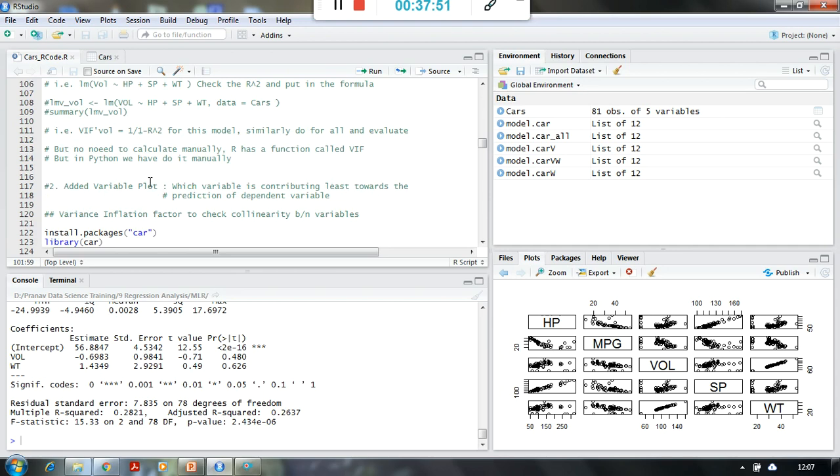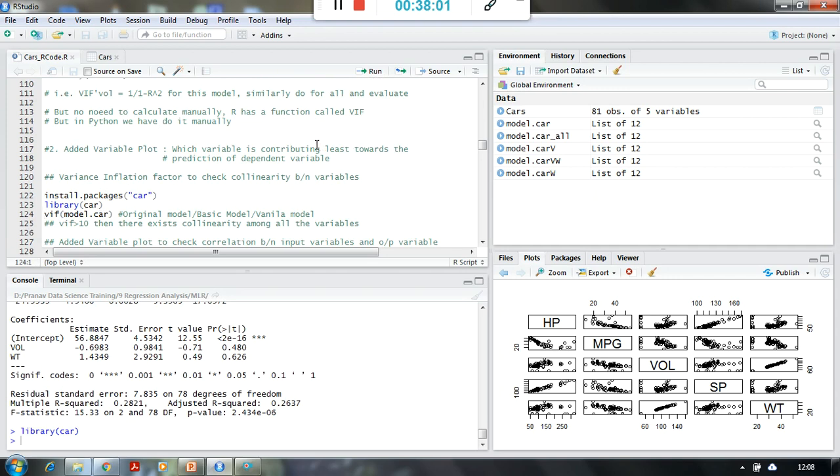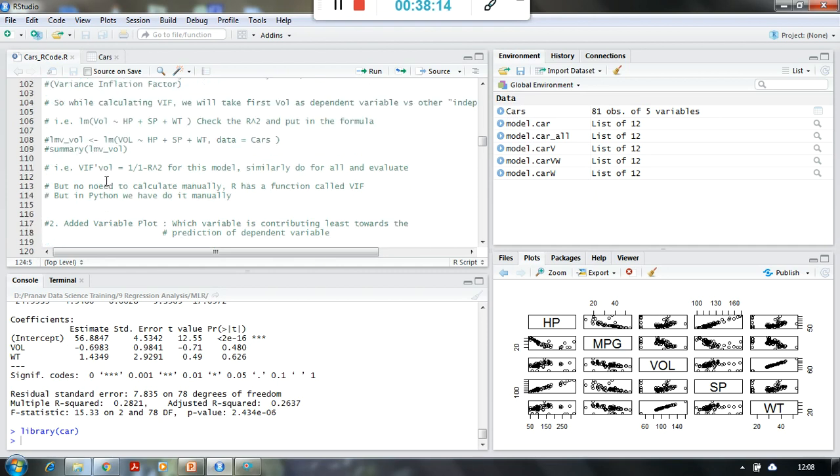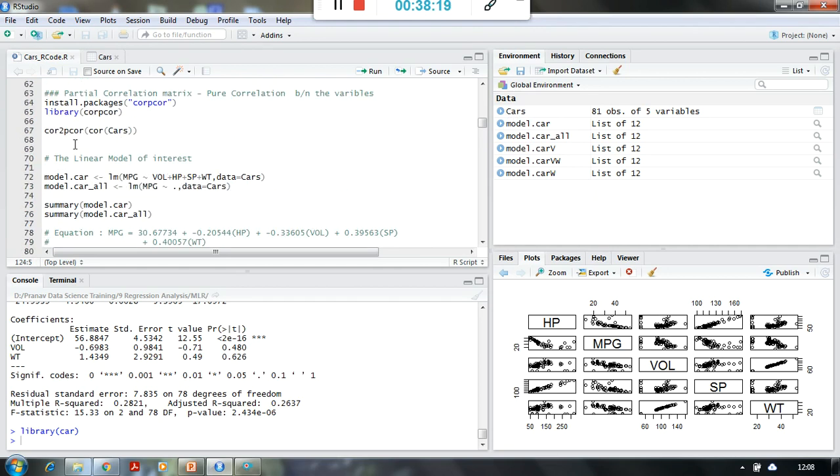But in this case, we don't have to do it manually, because in R we have a function called VIF. The library is car. I am invoking that library. This car is different and this car is different. This is a data set and this is a package. So I have invoked that package, and from that package I am using the VIF function and passing my model to it. So what is my model? Model.car. This is my first model.